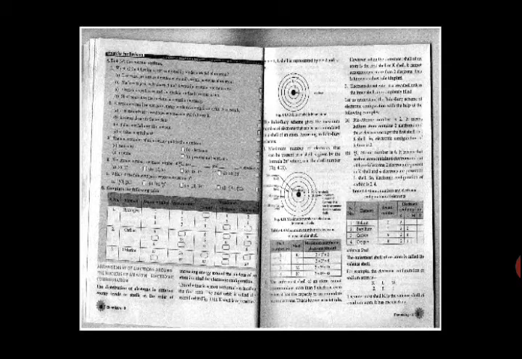Then the octet rule: the outermost shell of an atom cannot accommodate more than 8 electrons even when it has the capacity to accommodate more electrons. This is called the octet rule. The whole last paragraph in the first column. Is it clear?